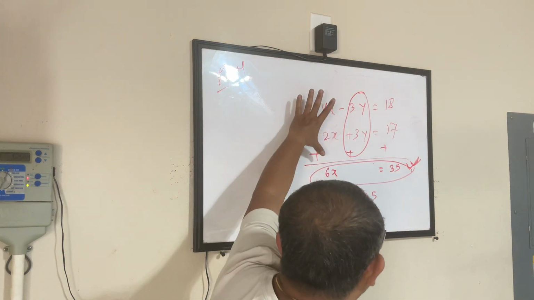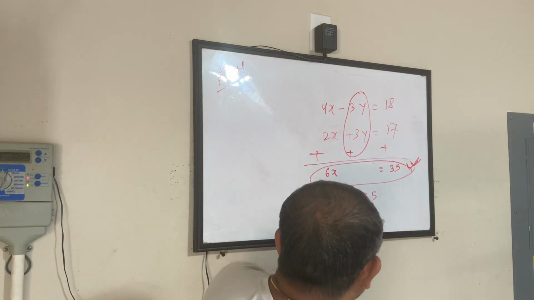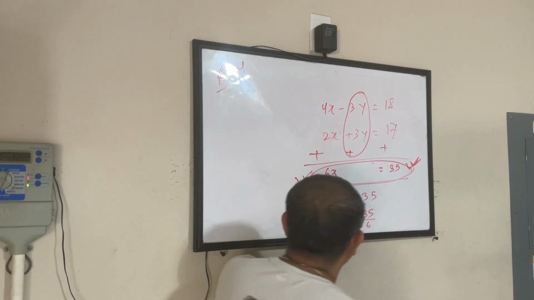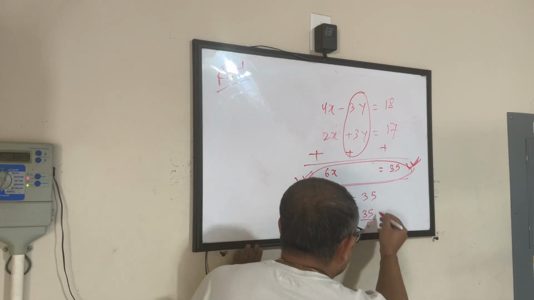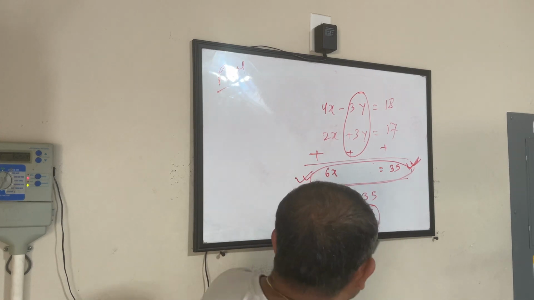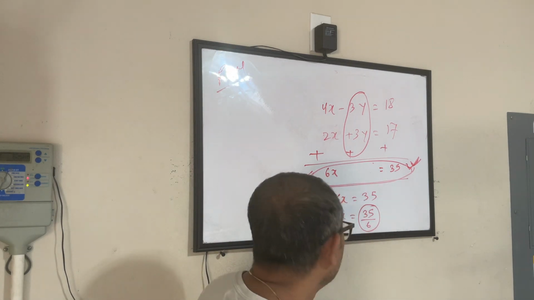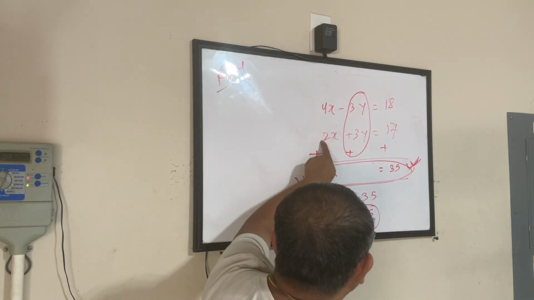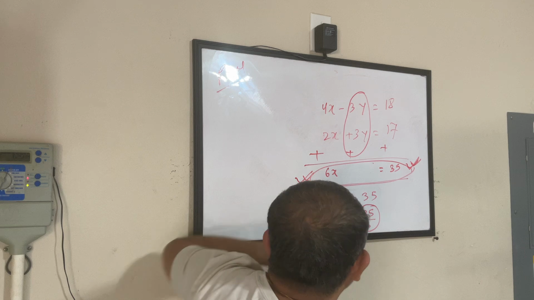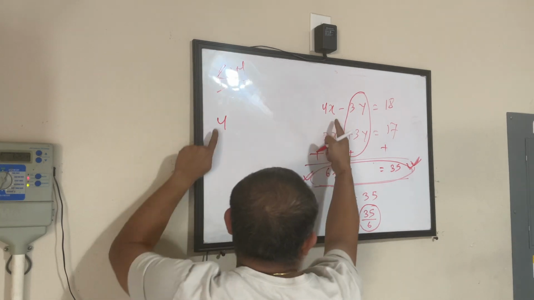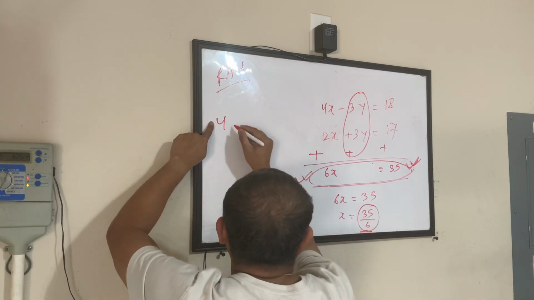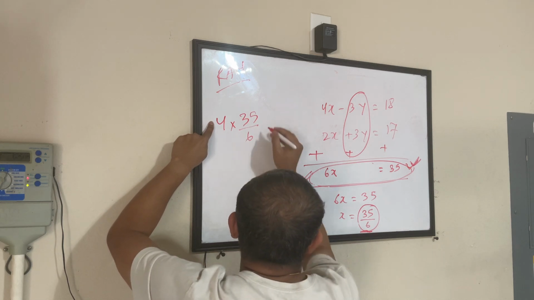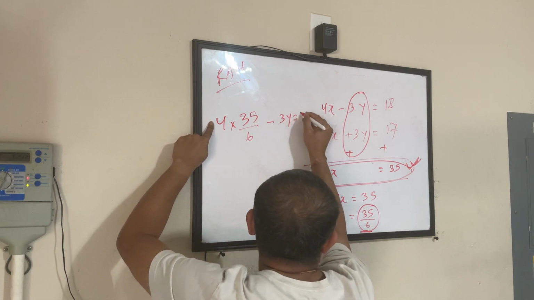I just did this because I wanted to showcase that our ultimate goal is to come to a point where I have one equation with one variable and I got the value of one of the variables. Once I have the value of the variable, I have the luxury of plugging it in any of the equations to get the value of y. Let's see here what happens. 4 times x, this is my value of x, I'll substitute that x with the value that I have got. Minus 3y equal to 18.